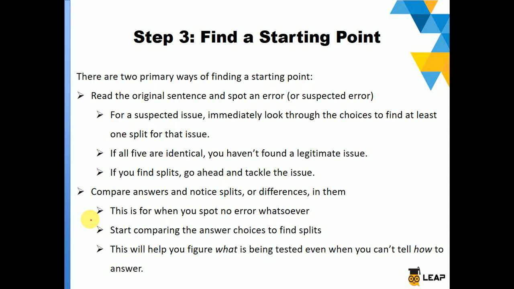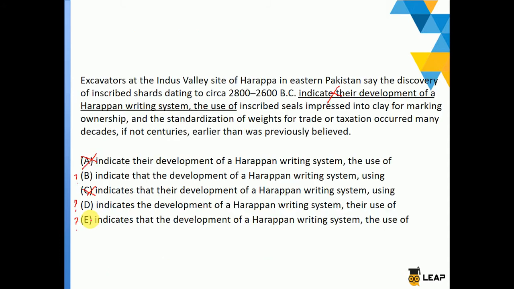The second method is you compare answers and notice splits or differences in them. Now, this is a method where you spot no error whatsoever. So the meaningful reading that I just did, if I found no error in my reading, the only option I'm left with then is to just start comparing the splits. Now obviously we have just addressed this split. There are other splits as well, right? I told you about the split in this and the split in indicate versus indicates. So now if you read it again, you will get a better understanding of which one of these two can be eliminated.